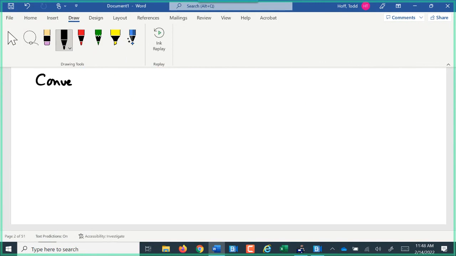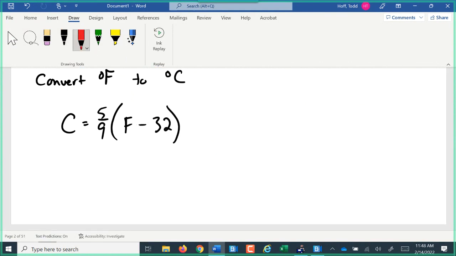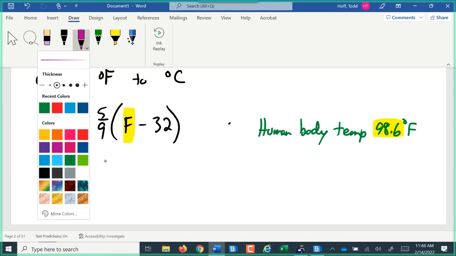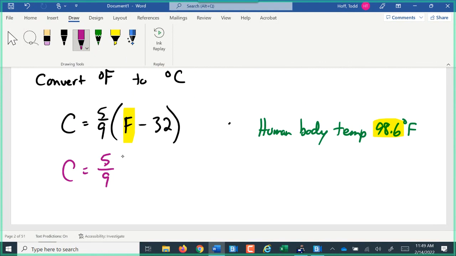So the formula to convert degrees Fahrenheit to degrees Celsius is: Celsius temperature is equal to 5/9 times the Fahrenheit temperature minus 32. One temperature I like to convert here is human body temperature, which is 98.6 degrees Fahrenheit. If I'm converting that into degrees Celsius, I replace the F with the 98.6. C equals 5/9 times, with F replaced by 98.6, minus 32.